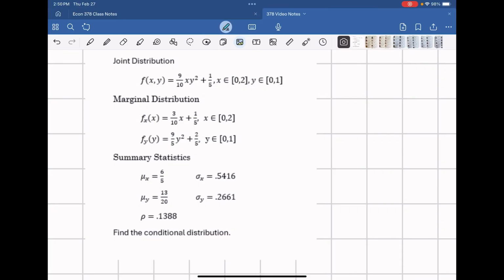In a previous video, we looked at a joint distribution, and from that joint distribution, we were able to find the marginal distribution and the different summary statistics. What we want to do in this video is take that same joint distribution and the resulting marginal distribution, and find the conditional distribution.